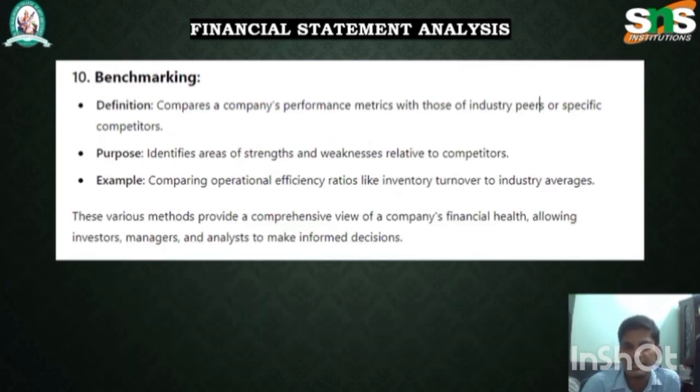The next financial statement analysis is benchmarking. Definition: it compares a company's performance metrics with those of industry peers or specific competitors. It identifies areas of strength and weakness relative to competitors. The example we can say is comparing operational efficiency ratios like inventory turnover ratios to industry averages, and profitability ratios, etc.